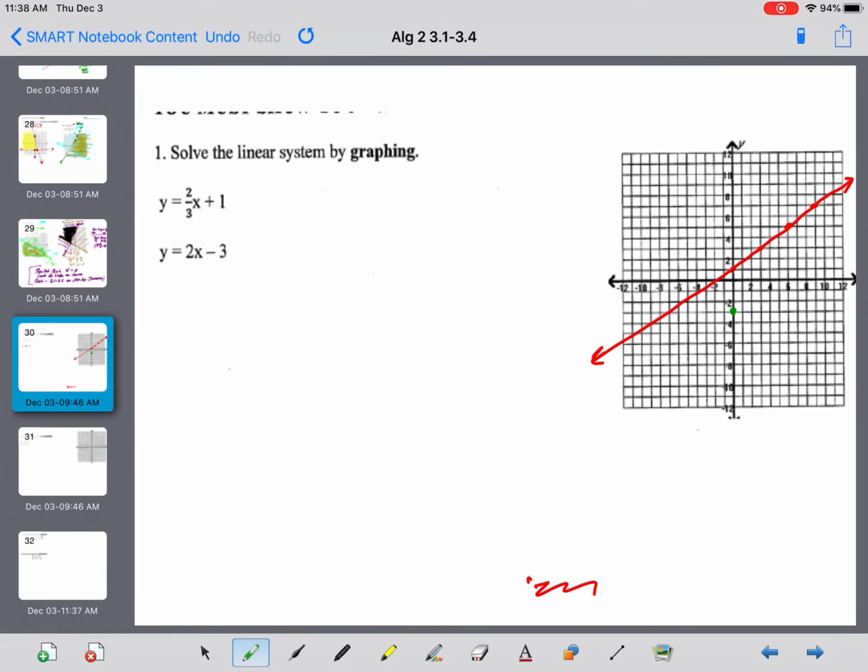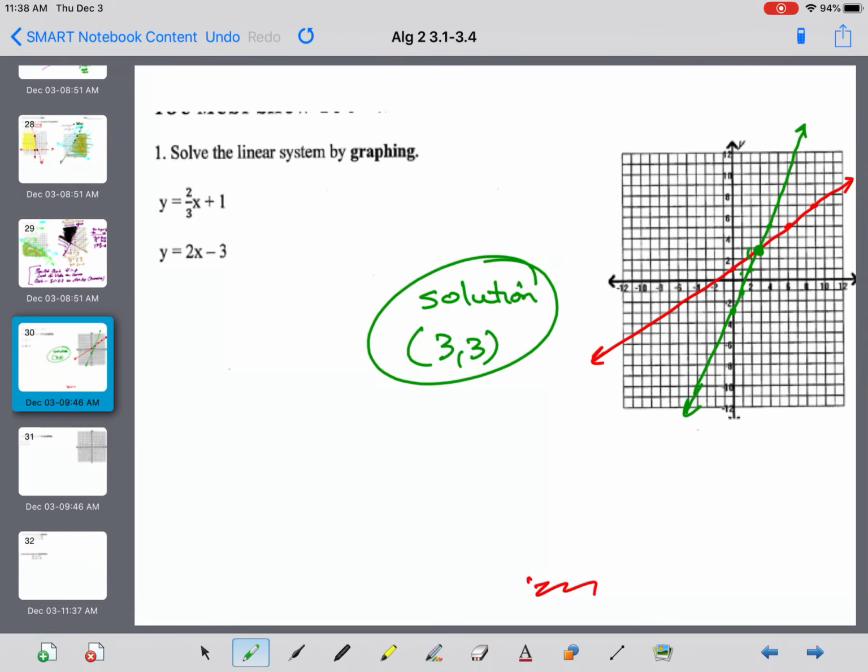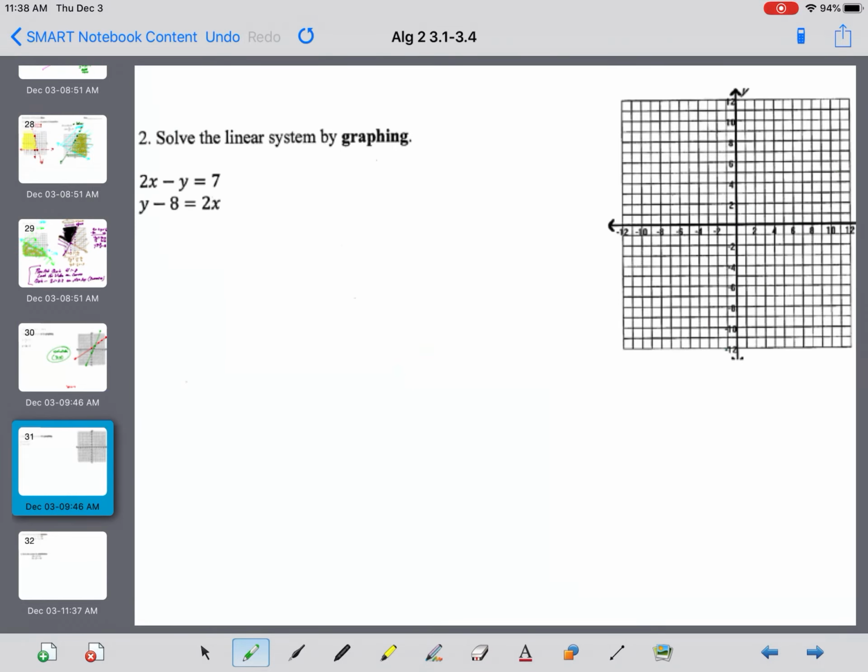Negative 3. 1, 2, 3. Put a dot there, and then up 2 over 1. Up 2. If you keep walking the slope, you might end up stepping right on the other line. And the point where you step on the first line is the solution to your system. So these two lines cross at the point 3, 3. That is the solution. Done. Okay? So graph them, find out where they cross.